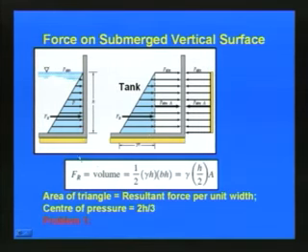So the resultant force is equal to the area of this triangle, that is equal to half into h by 2 into a. So that is the resultant force acting on this vertical surface of this tank. The area of the triangle is equal to the resultant force per unit width, and in this case the center of pressure is equal to 2h by 3.